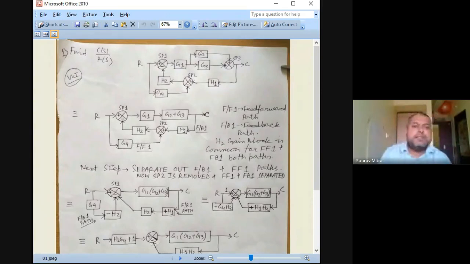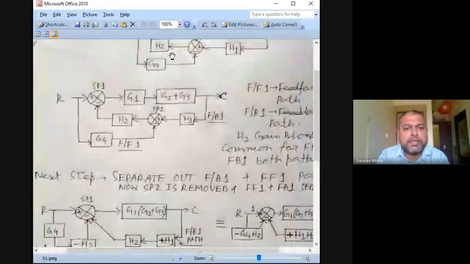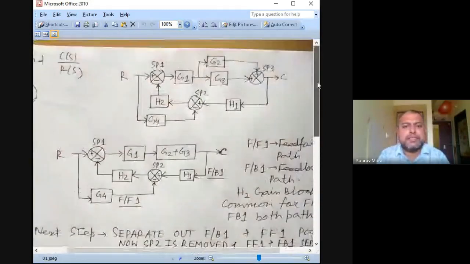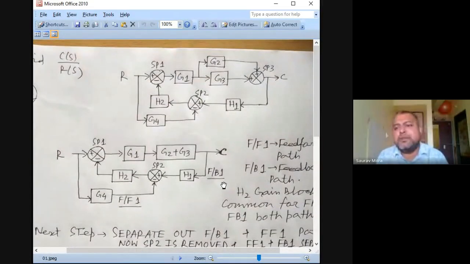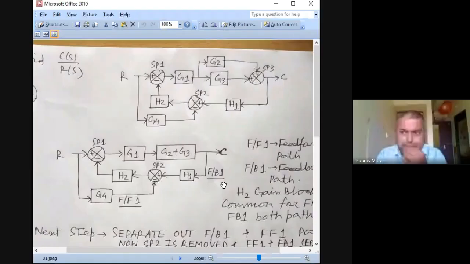So this is the first CS by RS numerical, and I'll make it bigger because I want you to have a very good look at the system. So this is the system, and yesterday I had shown you, but that was my handwritten note, already converted to PDF. So today I've solved this numerical again in one page. This is a very important numerical, and try to understand every part of it.